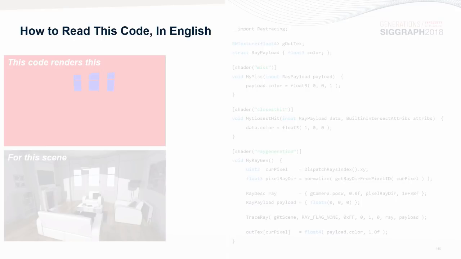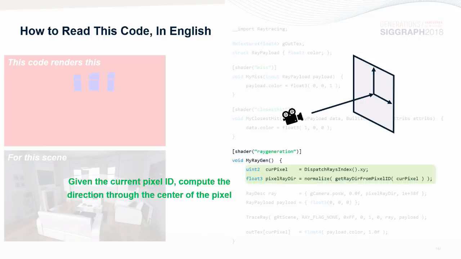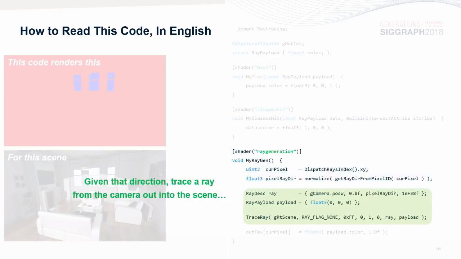So most of you probably understood what I just said, but let me run through this in English. These first couple lines in the ray generation shader take your pixel ID and convert it to a ray through the center of your pixel. This code here takes that direction, creates a ray, and traces that out through the camera into the scene.